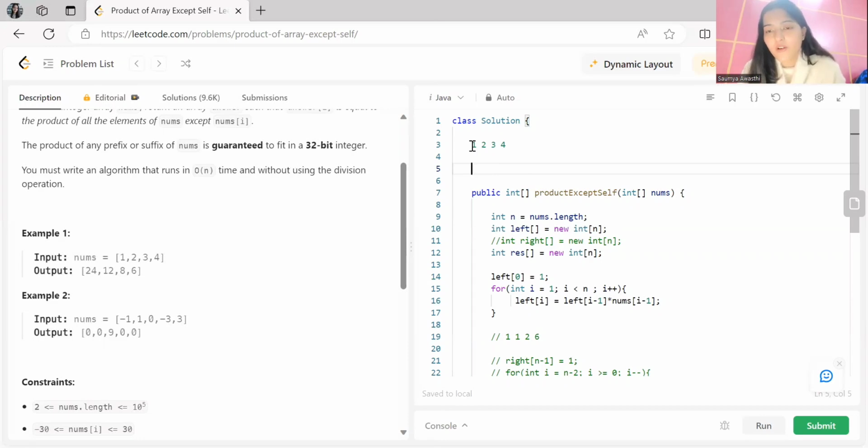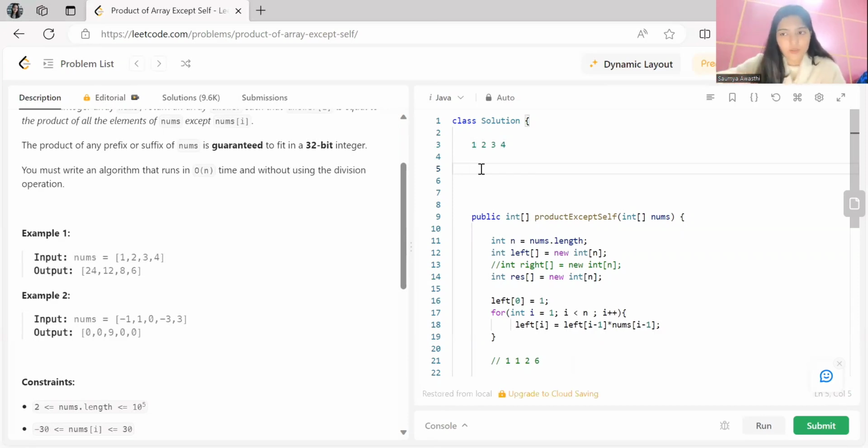For example, as of now the chosen element is 1. So we have another for loop which is responsible for the multiplication part. In nums of I, we have to store the product. Inside it we will write for int j equal to 0, j less than n, j plus plus, and check if i is not equal to j, meaning the index should not be the same. So do the multiplication: the first element is not considered, so 2 into 3 into 4 gives us 24. So at answer of I, we will keep 24.